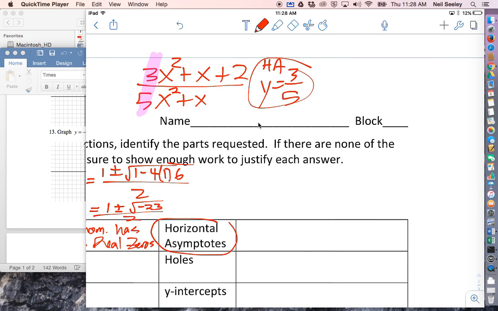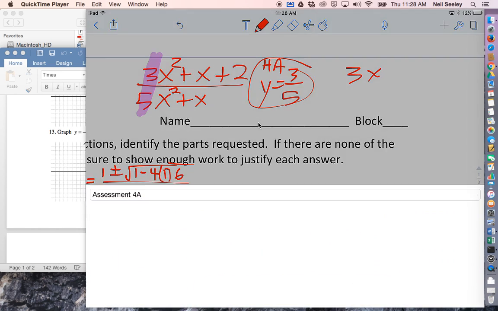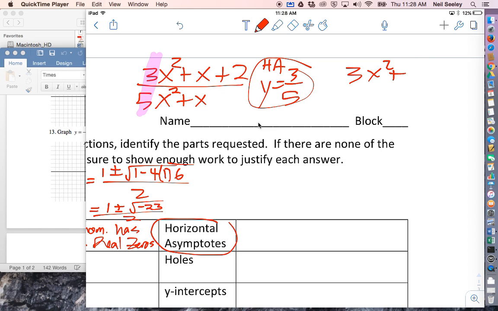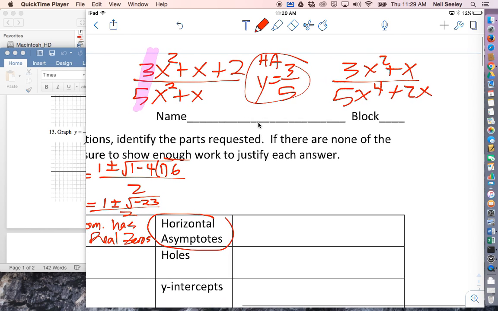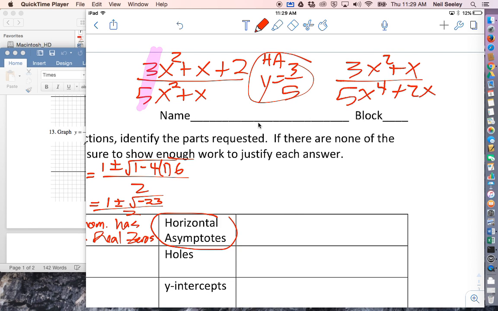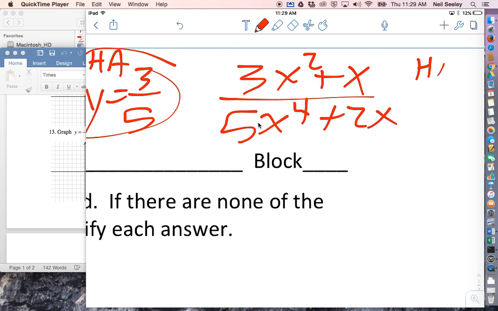Okay, so that's what I got right there. If it's bottom heavy, higher degree in the bottom, I can do something similar, 3x squared plus x over, let's do 5x to the 4th plus 2x, etc. If the degree on the bottom is higher than the degree on top, then it's always a horizontal asymptote of y equals 0. So that's your other option.